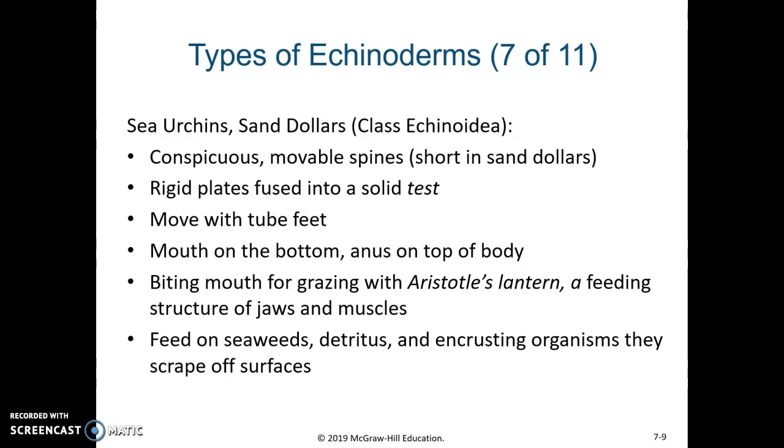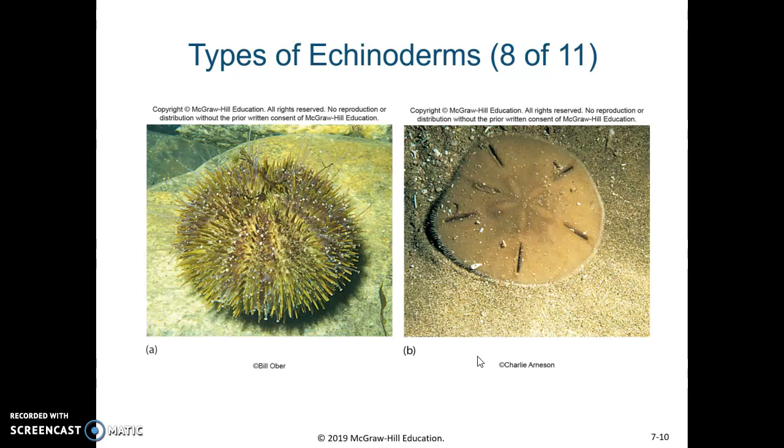When you're looking at sea urchins, they have really strong jaws, and their jaws have muscles, and that whole mouth part is called the Aristotle's lantern. They feed on seaweed and detritus. Detritus is just broken down material, dead, breaking down material, and encrusted organisms, anything that they can scrape off the surface of the rocks.